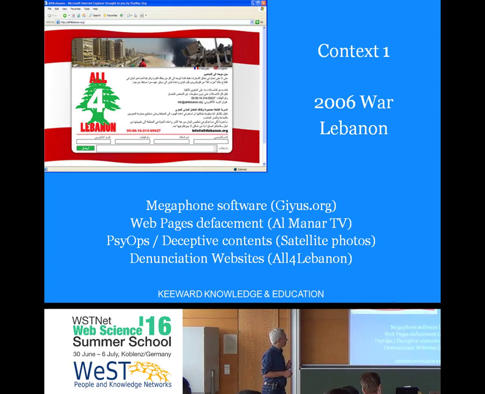In this context, I will give you four examples of the types of attacks we found. There was this megaphone software, which is a software that allows the Jewish community in the world to know about what is going on in this war. So it's mostly propaganda and disinformation about what's going on. Same thing, Israel did a lot of web page defacement and vice versa, but it's way more difficult for Hezbollah to change something on a website in Israel than to do it the other way.